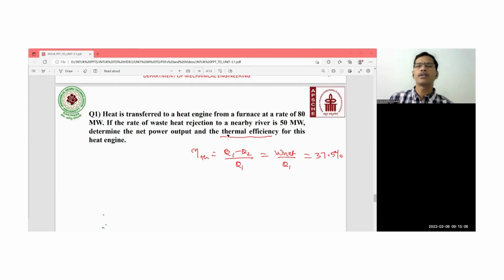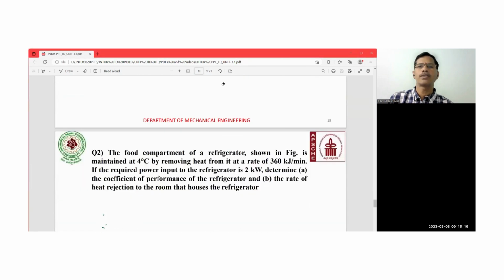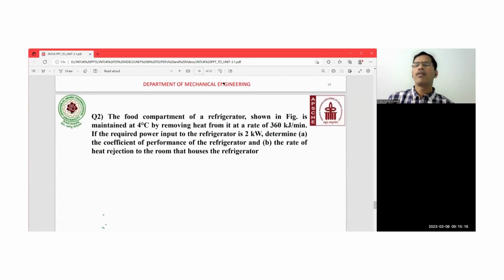So try to observe this answer, because we have discussed all these things. It is from your end that you need to check how much content you have received by studying the various parameters of a heat engine, heat pump, and refrigerator, right? So the next one: the food compartment of the refrigerator is maintained at 4 degrees centigrade by removing heat at 360 kilojoule per minute. If the required power input to the refrigerator is 2 kilowatt, determine the coefficient of performance.